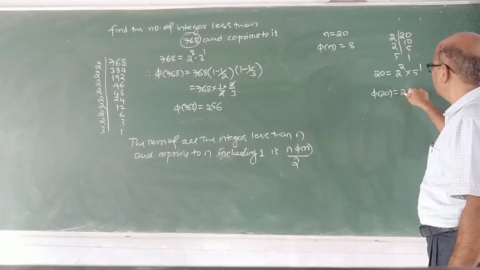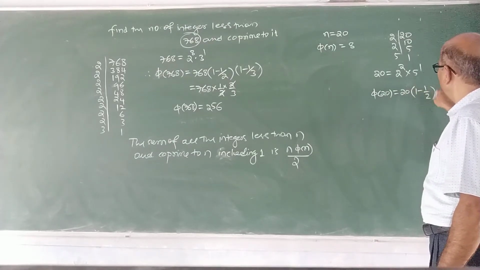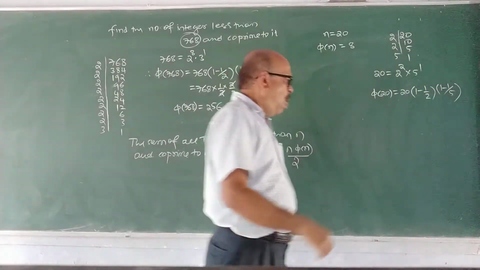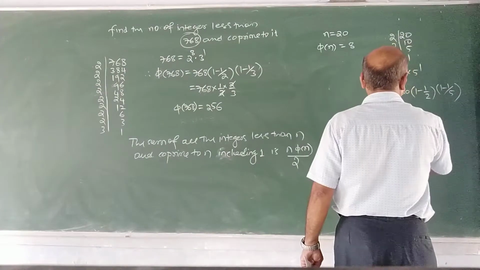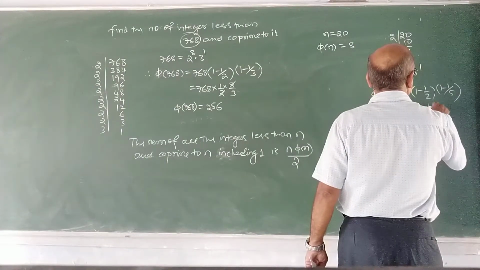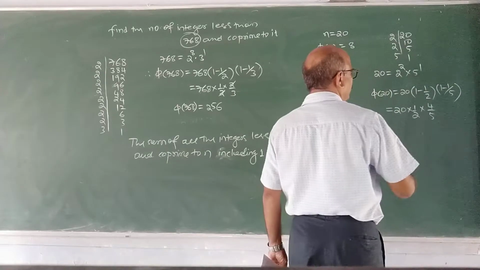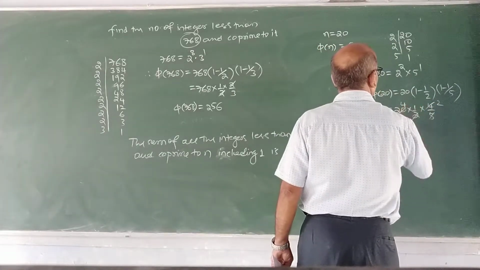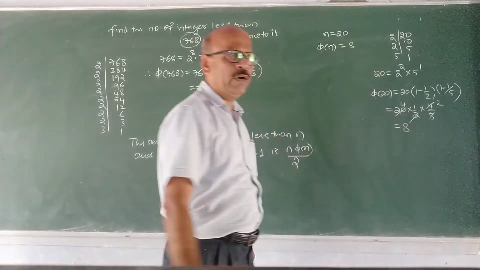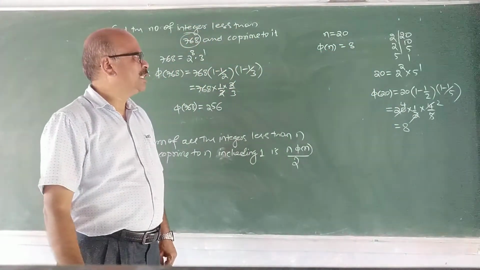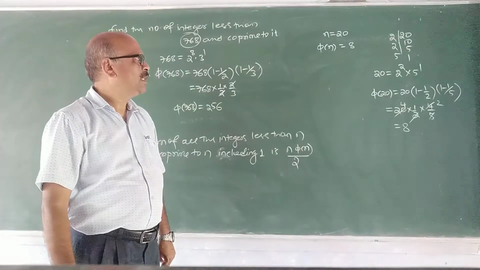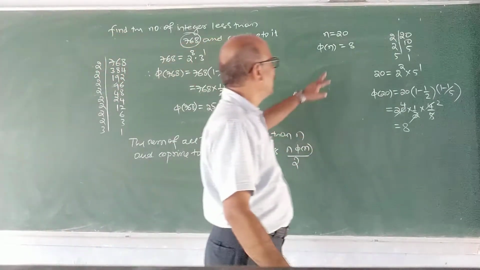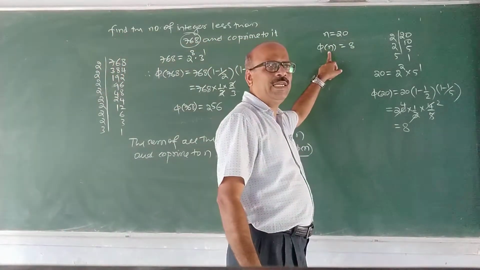Phi of 20 is 20 into 1 minus 1 upon 2, 1 minus 1 upon 5. 20 into 1 by 2 into 4 by 5. 2, 2, 5, 4. 5 4s are 20, so 8. See, I have verified. I have not listed here. Phi of 20 is 8. What do you mean by phi of 20? Number of integers which are less than 20 and co-prime to 20 is 8.